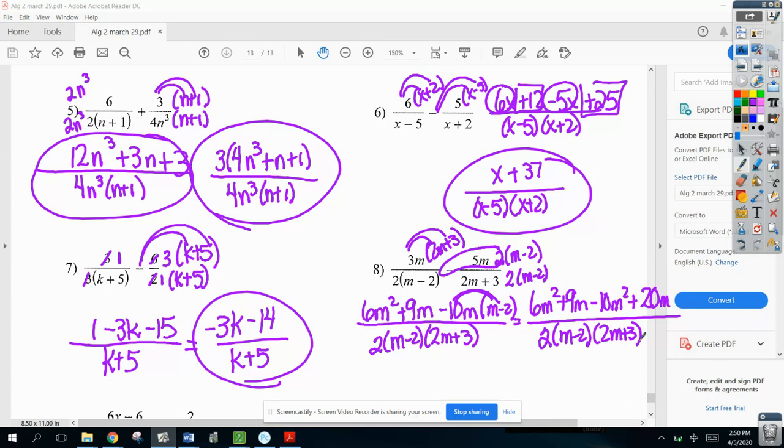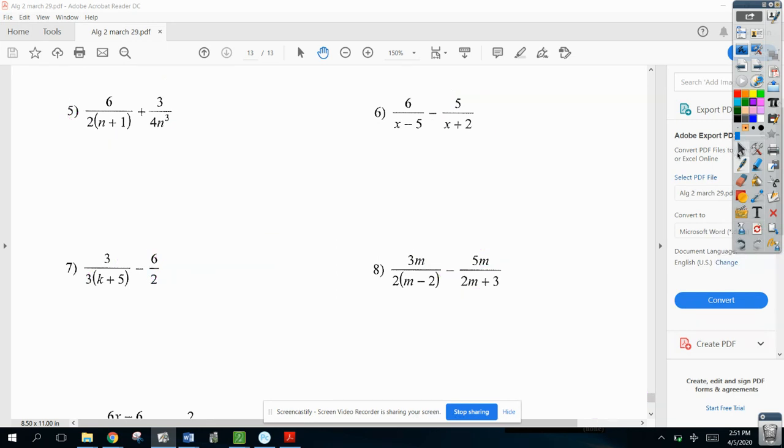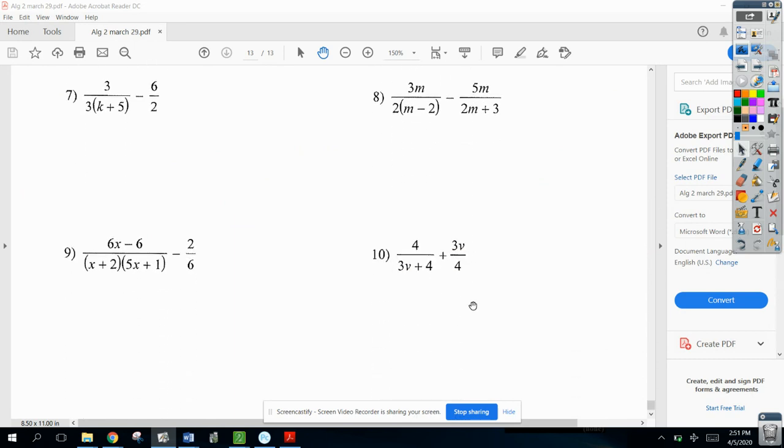And then I would go see what I can do about adding like terms. You've got 6m squared minus 10m squared gives you negative 4m squared. And 9m plus 20m gives me 29m, all over 2 times m minus 2 times 2m plus 3. And that's kind of a beast, but it's fine. Really, if you get like half of this worksheet, you're an all-star. If you're a little bit confused, you should be. This is a pretty complicated thing, but it's something we're supposed to do.